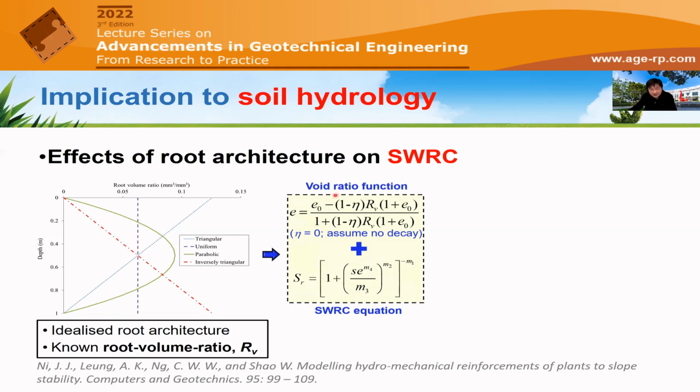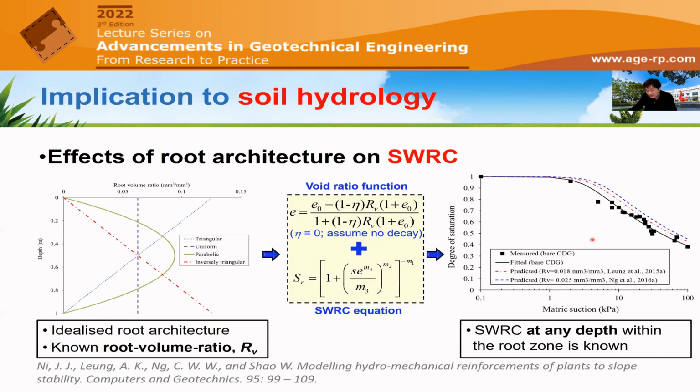So again, utilizing this new void ratio function and considering no decay, by inputting it to the famous Van Genuchten water retention equation, we can predict how the water retention curve would be affected by the roots. Note that this is the water retention curve at one depth. For uniform distribution it is fine, because the water retention curve will be the same along the depth.